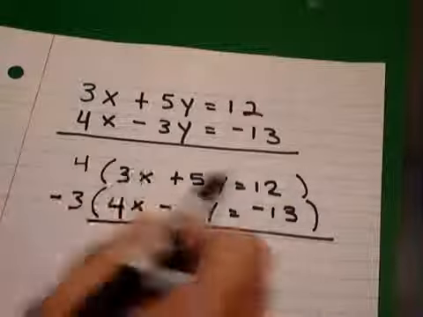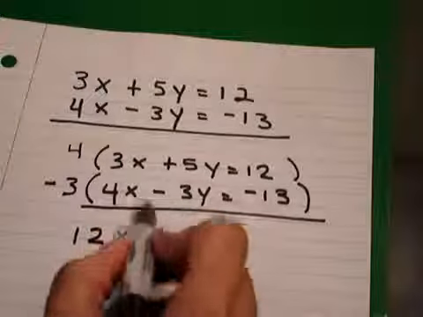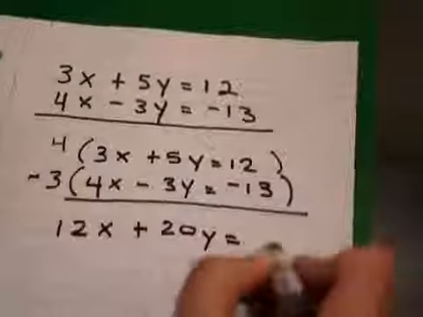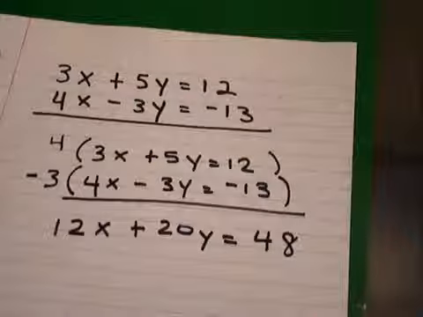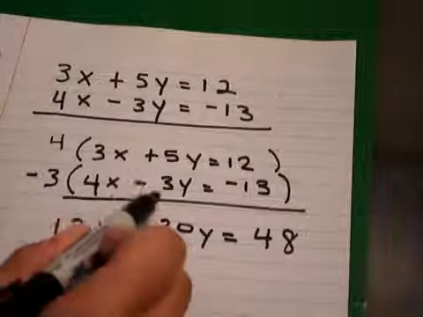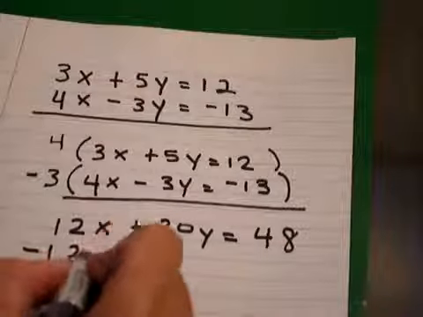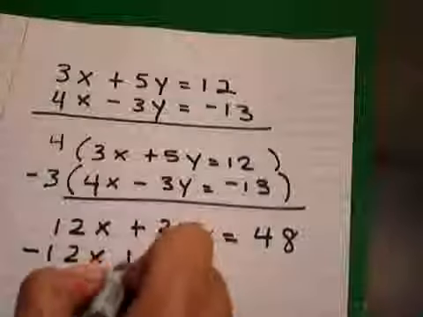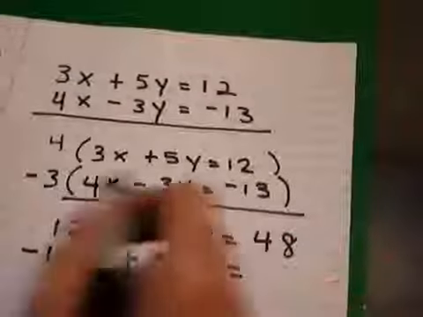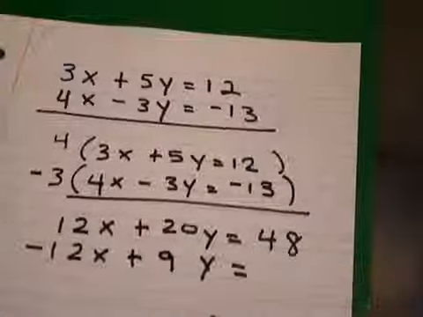When you distribute, you're going to have 12x plus, now it's 4 times 5, that's 20y, and then 4 times 12, that's 48. So that's your new top equation. Now for the bottom one, you're going to distribute the negative 3 across to the 4x, to the negative 3y, and to the negative 13. So it's going to be negative 12x. A negative and a negative result in a positive, so it's positive 9y. And then a negative and a negative is a positive, and 3 times 13 is equal to 39.